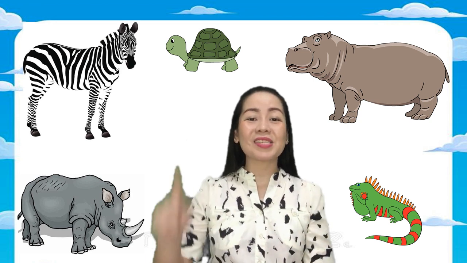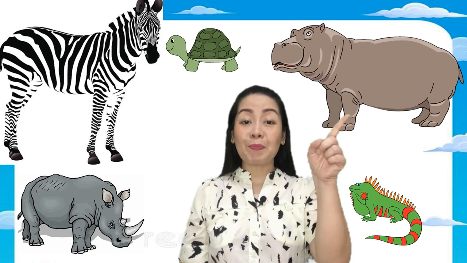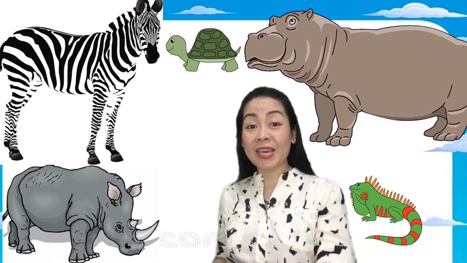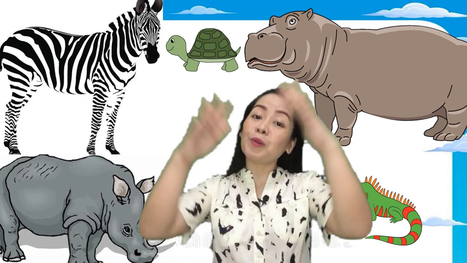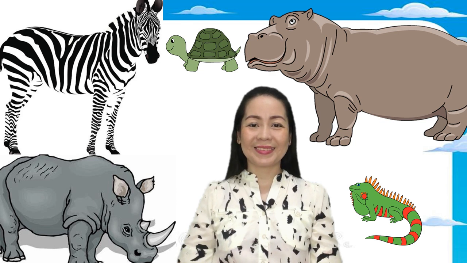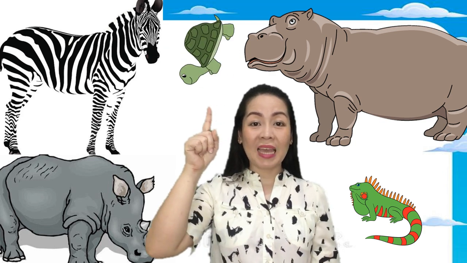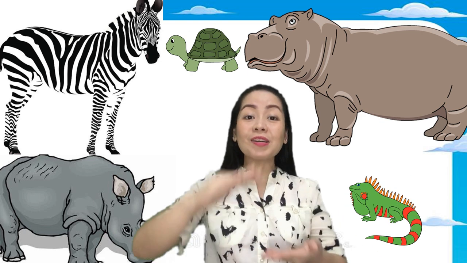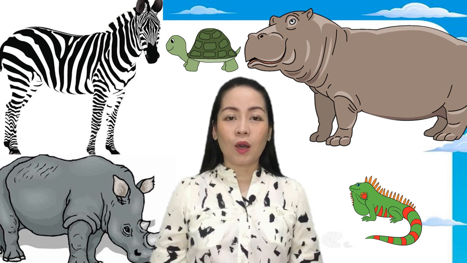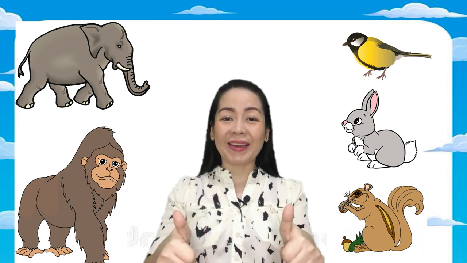Correct! The zebra, hippo, rhinoceros are all big animals. And the turtle and iguana are small animals. Who among these animals are small? Correct! The bird, rabbit, and chipmunk are small animals. The elephant and gorilla are big animals.